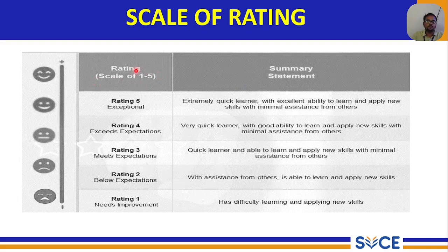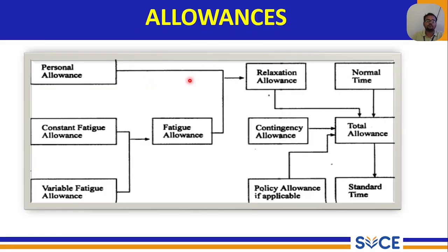So predominantly a Likert scale is used for measuring a worker's performance, and a rating of 5 indicates that the worker is exceptional and an extremely quick learner with a higher skill set, and you need only minimal assistance from others to finish the job.